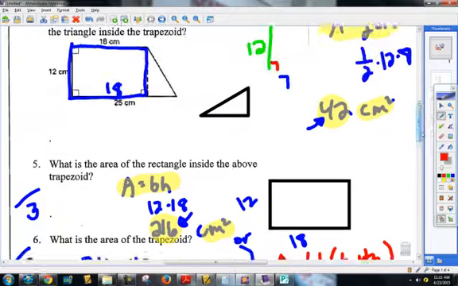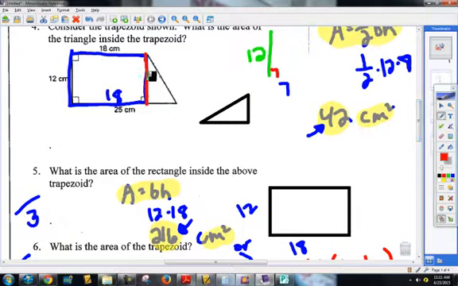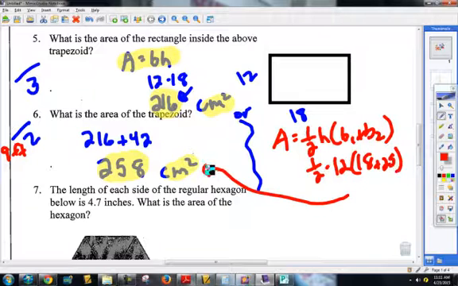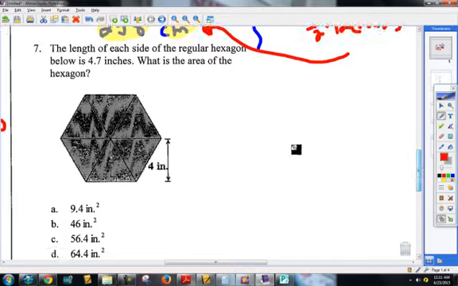1/2. Now I know my height of the trapezoid is just the distance between the parallel bases. So my height is 12. I know that the bases are the parallel sides, so that's going to be 18 plus 25. Regardless, you are going to get that right there, so it's worth 2 points. Everybody got that? Okay. This one here is going to be only worth 1 point.